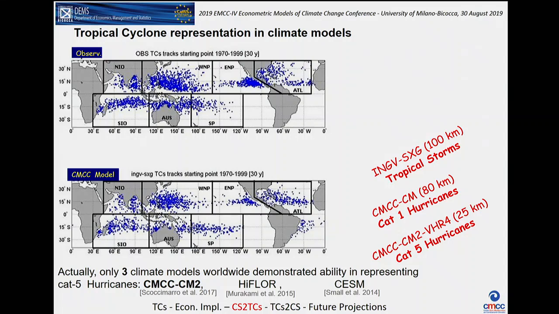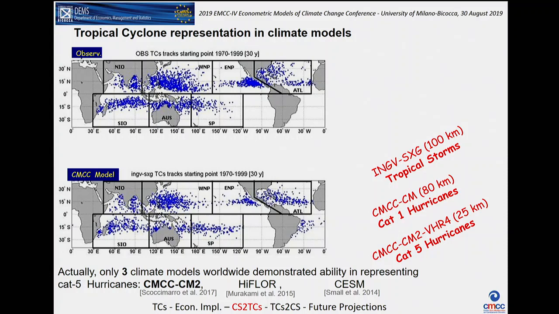Also, for the spatial distribution, these are the genesis points in the observations, and these are the genesis points in one of our models. You can see that they are reasonably well in agreement over a 30-year period. We still have these ghosts here. Can you see? These are tropical cyclones we have in the model that are not in the real world.